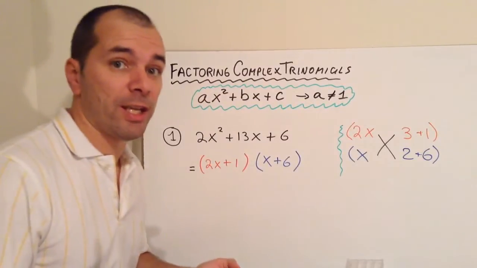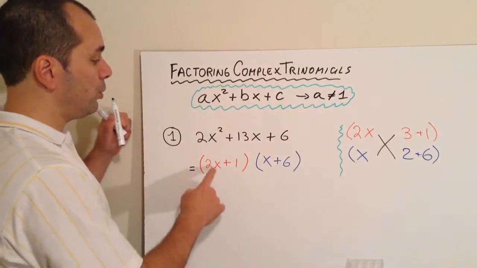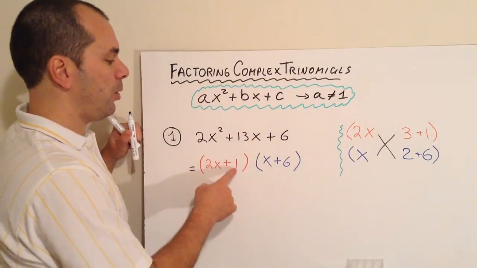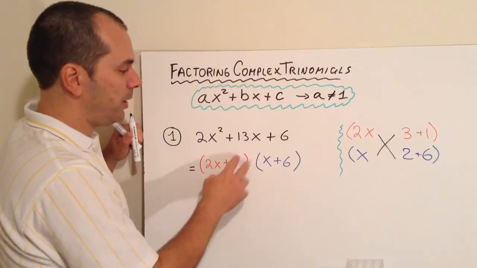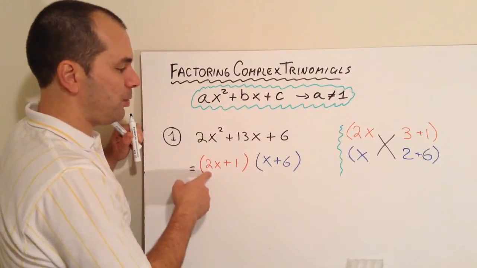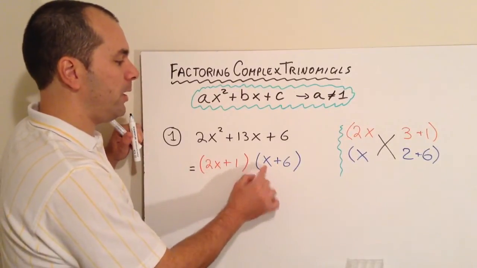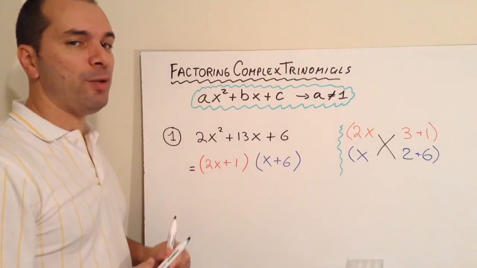Now we're still going to check it. We're going to make sure that it's right. We're going to do 2x times x gives me 2x squared. 1 times 6 gives me 6. And now my inside is x times 1 and 6 times 2. So that's 12 and 1 give me 13x. And then we know that that's the right answer.